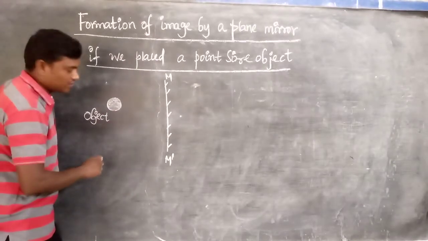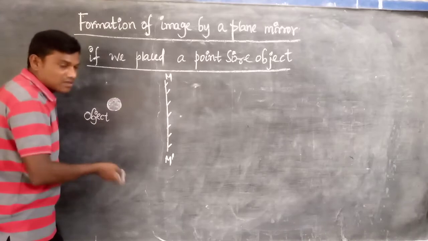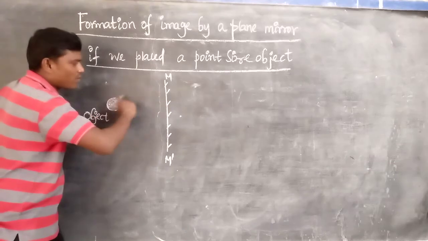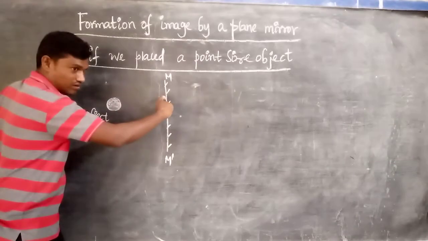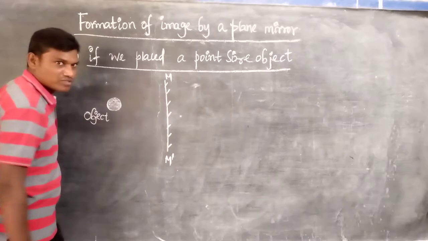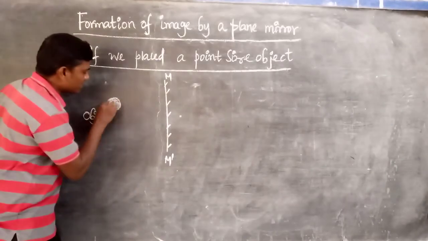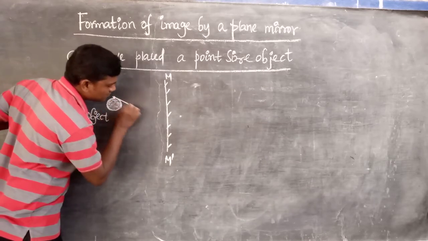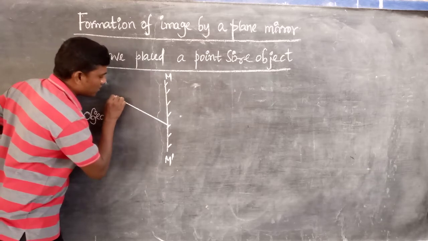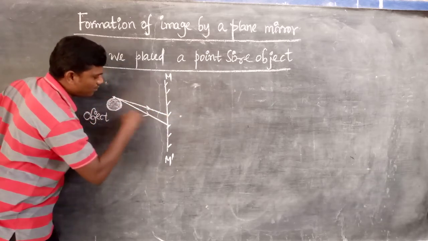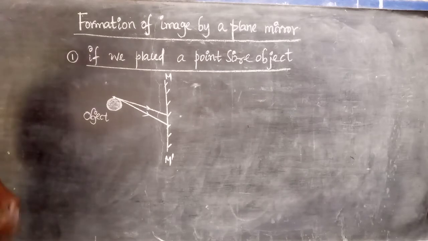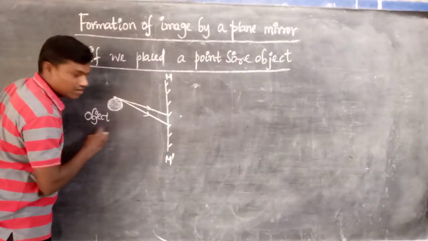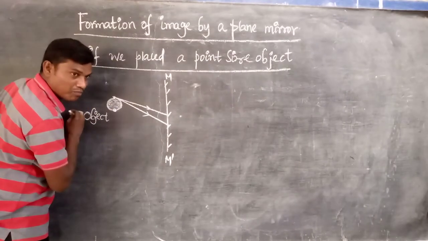Now, I will draw this diagram in two ways. From this object, a number of rays will fall on the mirror. Some rays will fall normally, and some will fall at different angles. But for now, we consider one point, from which two rays will fall onto the plane mirror. In the same way, we can take one more point at the bottom.